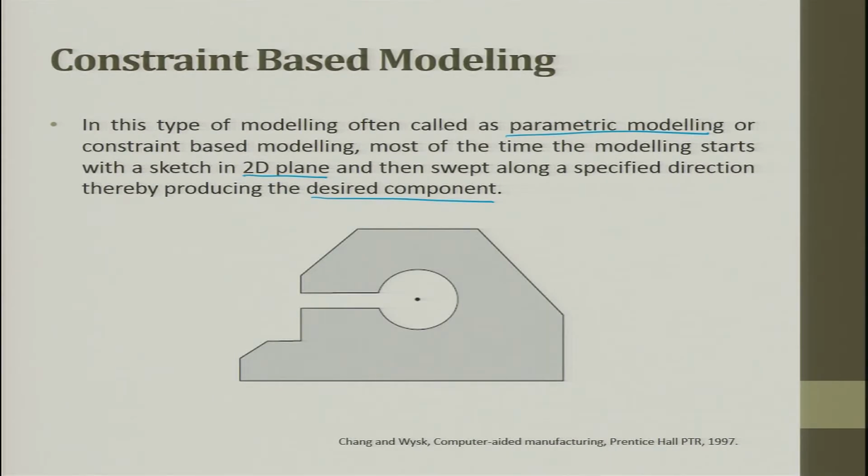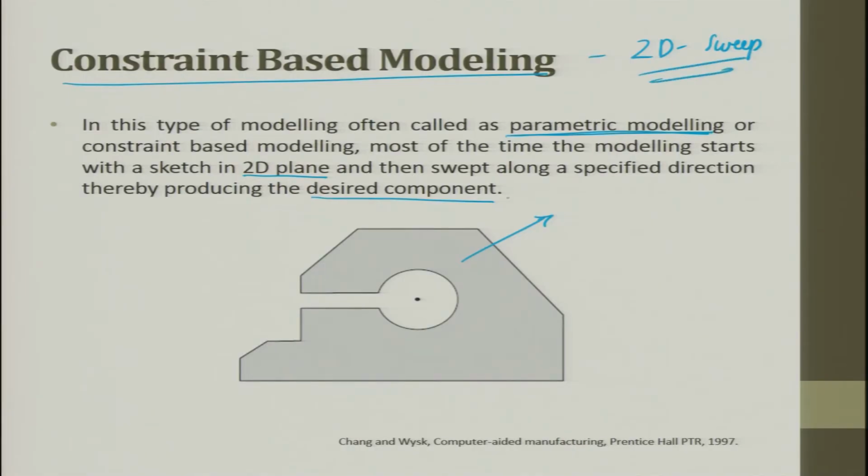When we talk about constraint based modeling, often called parametric modeling, most of the time the model starts with a 2D sketch and is then swept along a direction so that you get a 3D object. This is the same thing we studied in 2D with the sweep command. There it was a simple object, but here it is a completely real time object.